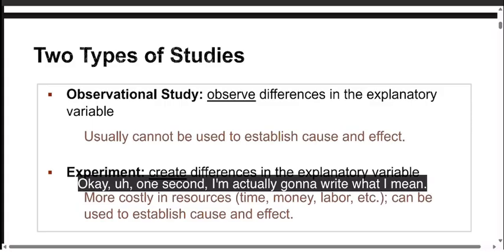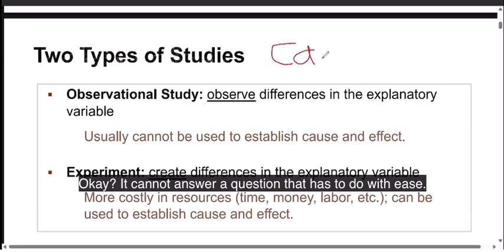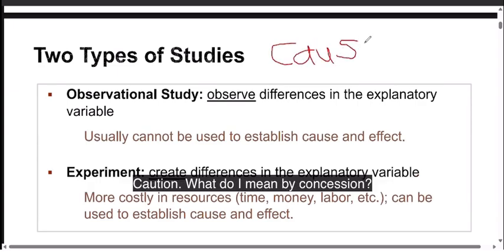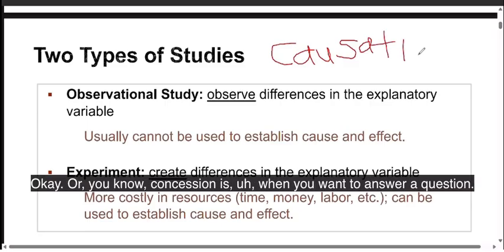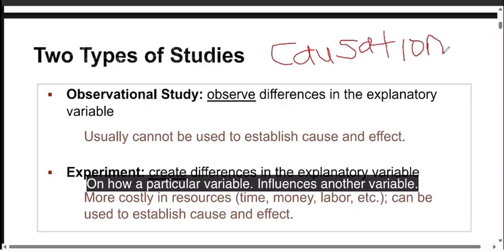One second, I'm actually going to write what I mean. It cannot answer a question that has to do with causation. What do I mean by causation? Causation is when you want to answer a question on how a particular variable influences another variable. So an observational study cannot be used to establish cause and effect.